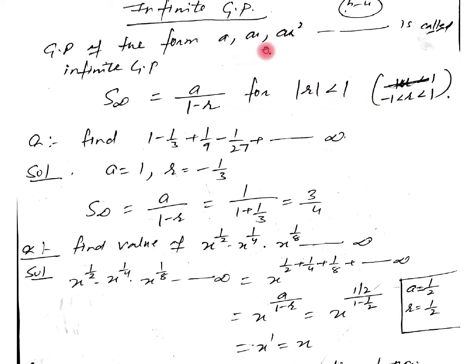So this is about infinite GP. The sum of infinite terms of GP is equal to a upon 1 minus r, where a is the first term and r is the common ratio. Let us apply it to the question.